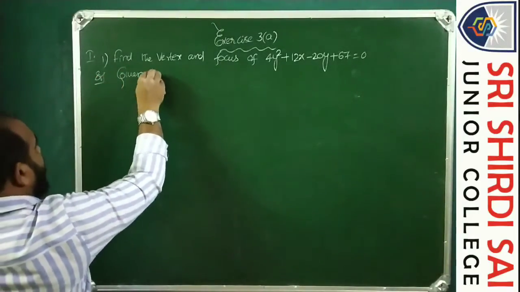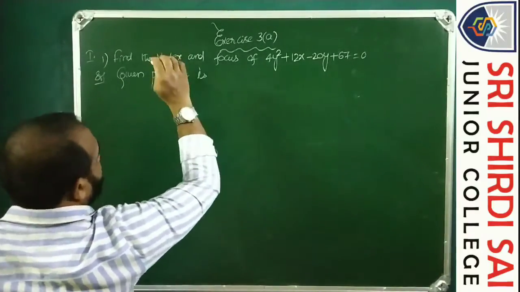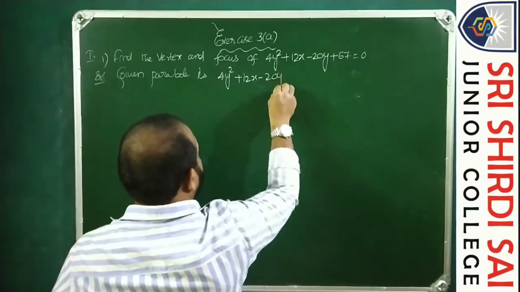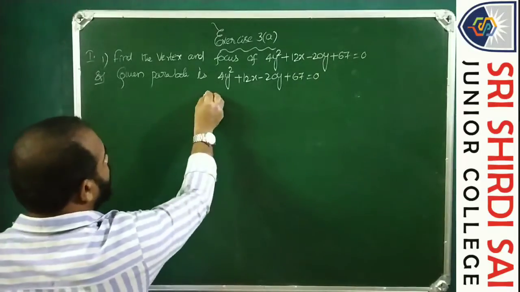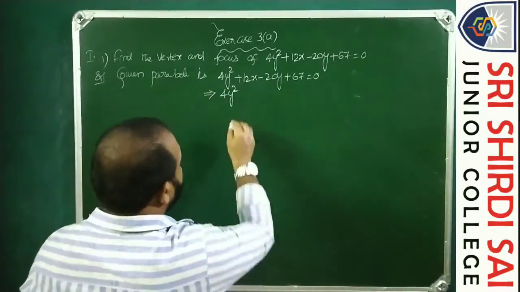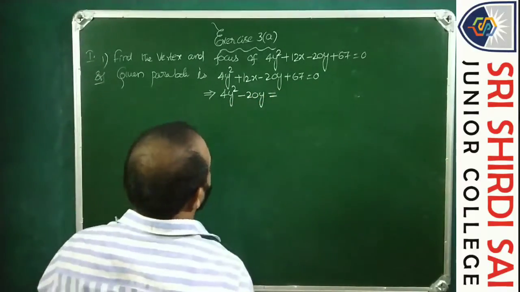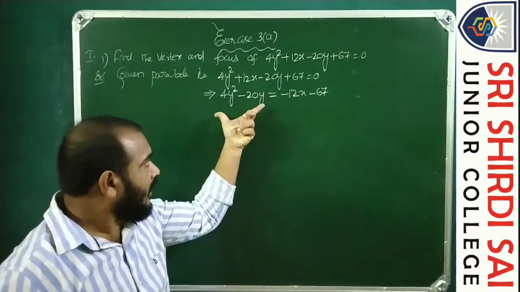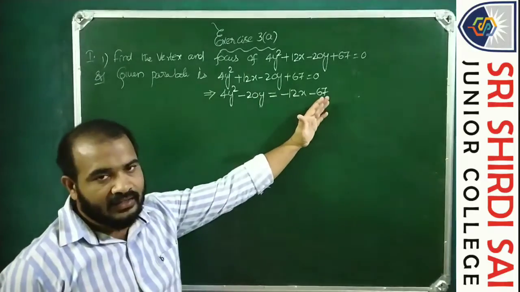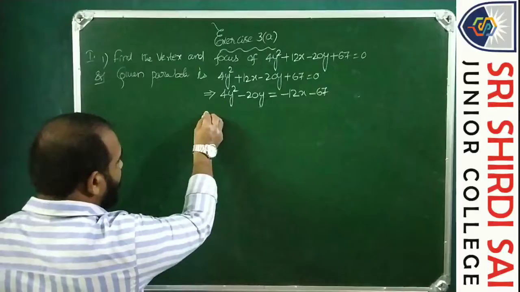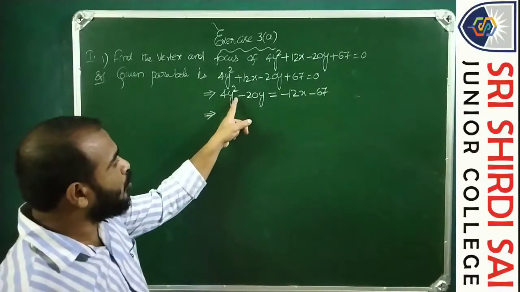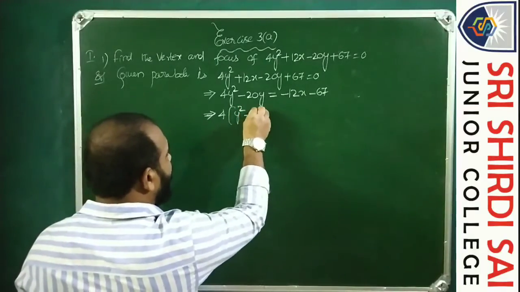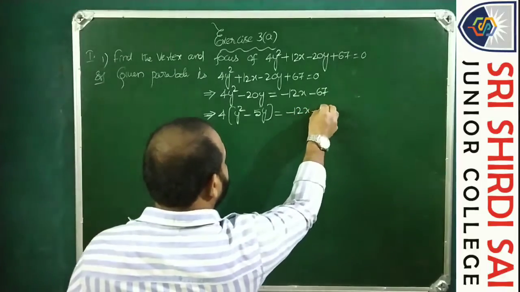So the given parabola is 4y square plus 12x minus 20y plus 67 equals 0. Now this is 4y square minus 20y equals minus 12x minus 67. The y terms I kept on the LHS, and the remaining x and constants I transposed onto the RHS. To make the coefficient of y square 1, I will take 4 as common. So 4 into y square minus 5y equals minus 12x minus 67.